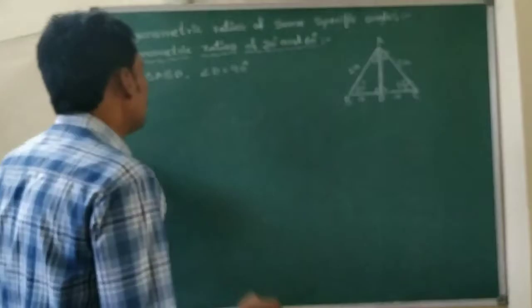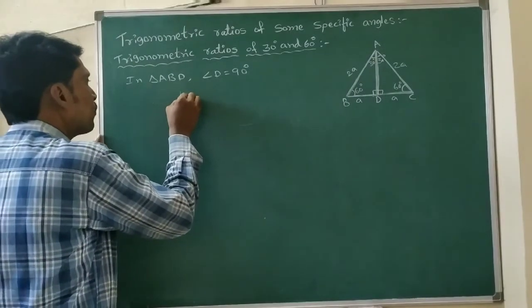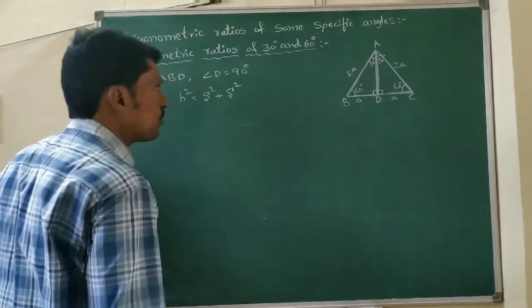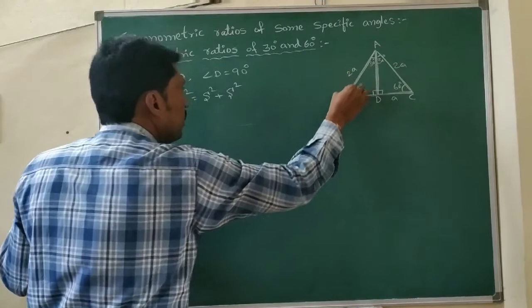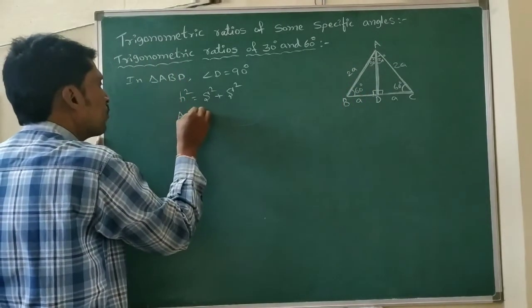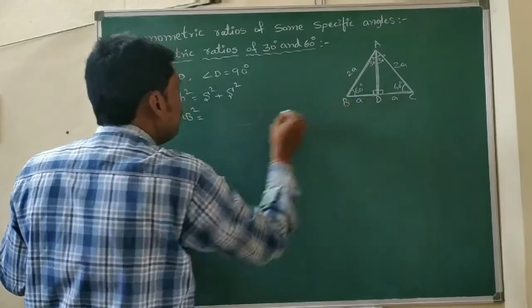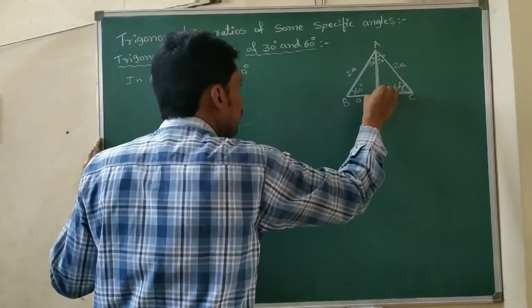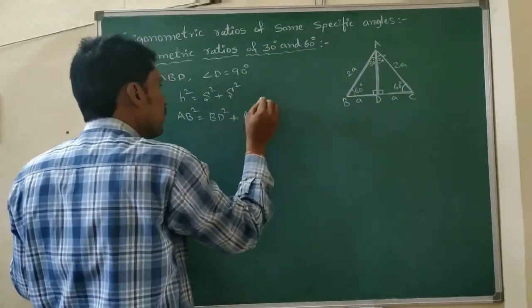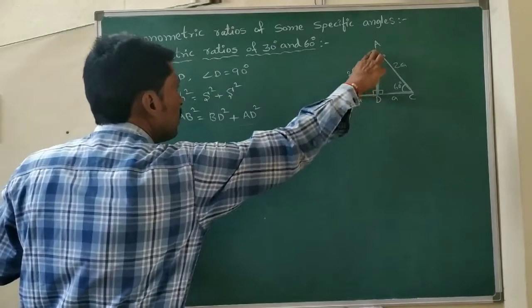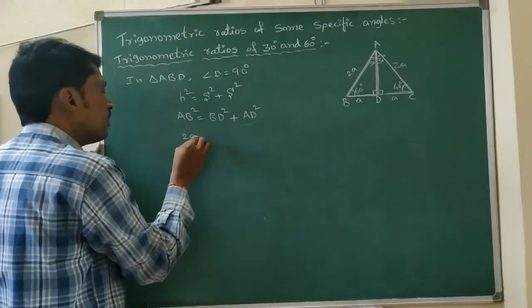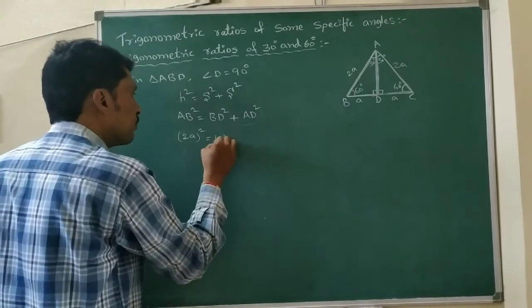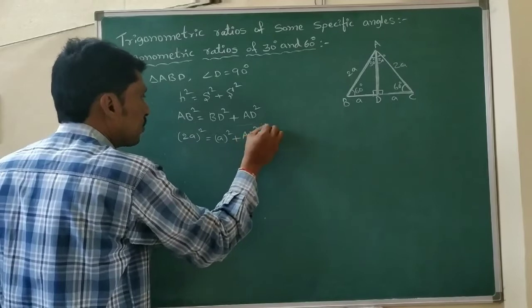What is the Pythagoras theorem? Hypotenuse square equals side square plus side square. By the Pythagoras theorem, what is the hypotenuse? AB square equals one side BD square plus one more side AD square. What is AB? The length of AB is 2a units, so 2a whole square. What is the length of BD? A units, so a square plus AD square.